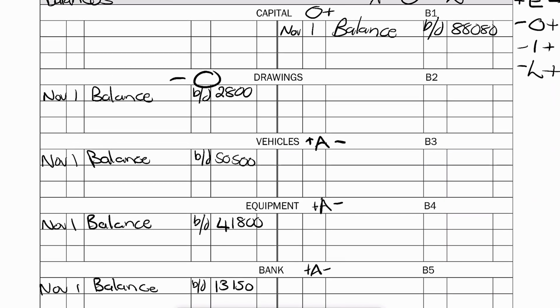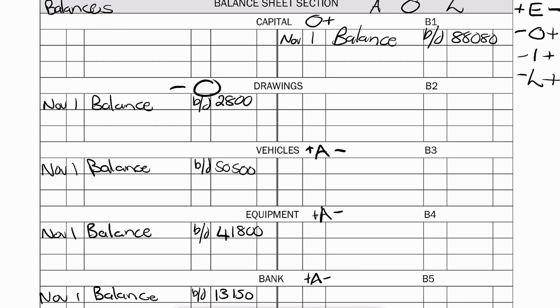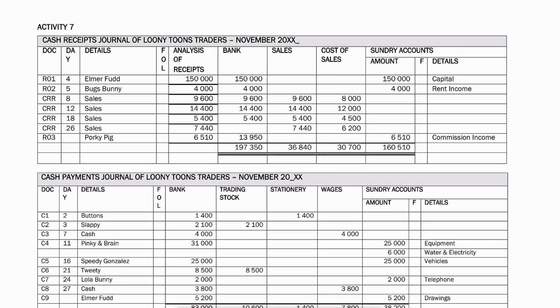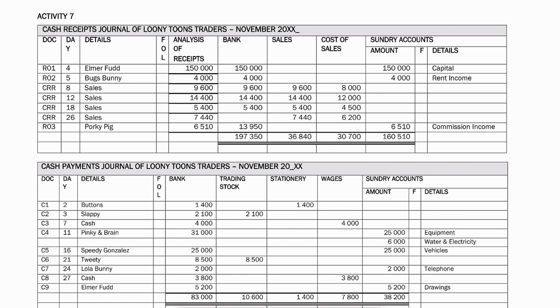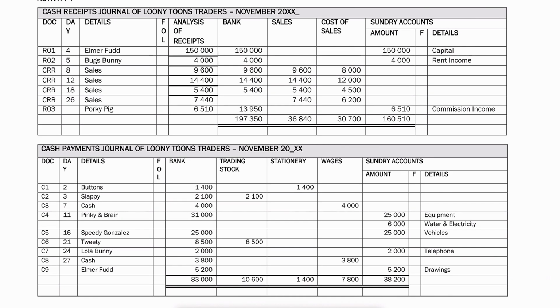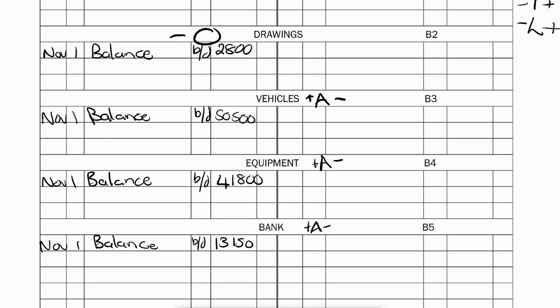Right, so we'll complete the balance sheet section first, and then we'll move on to our nominal accounts. Capital is when the owner gives the business money, so we receive it in our CRJ. If we go up to our CRJ and have a look, capital does not have its own column. It takes place in the sundry account for 150,000, and because it doesn't have its own column, we use the date that it took place on, which happens to be the 4th of November.